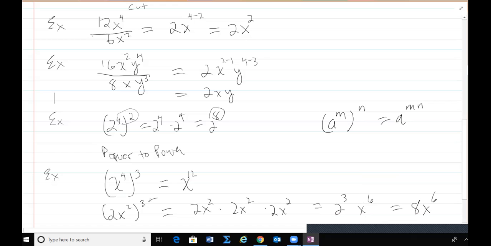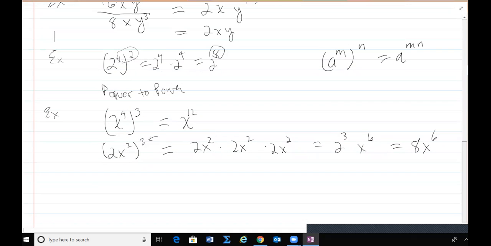Now, I did that kind of the long way, but the point is this: we could easily have just written this as such. 2 to the 3rd and x to the 6th. We could have immediately multiplied that. 3 times 1 is 3. 3 times 2 is 6. And we would have gotten that same 8x to the 6th. So I stretched it out here. It's okay. Got me the answer. But you don't have to have that same stretch on all of the problems. You can shorten it a little bit. And this is, again, an illustration of this property here.